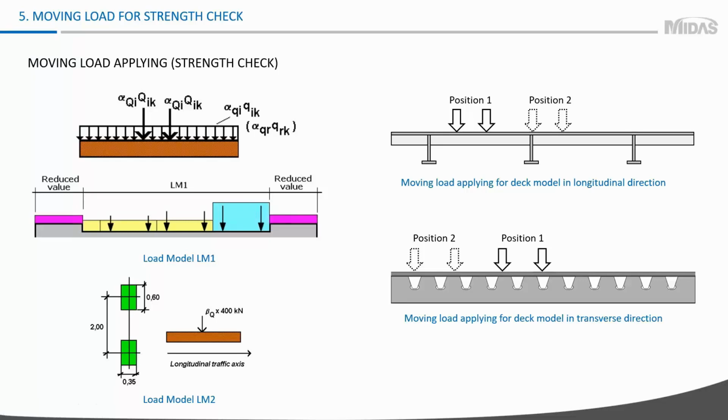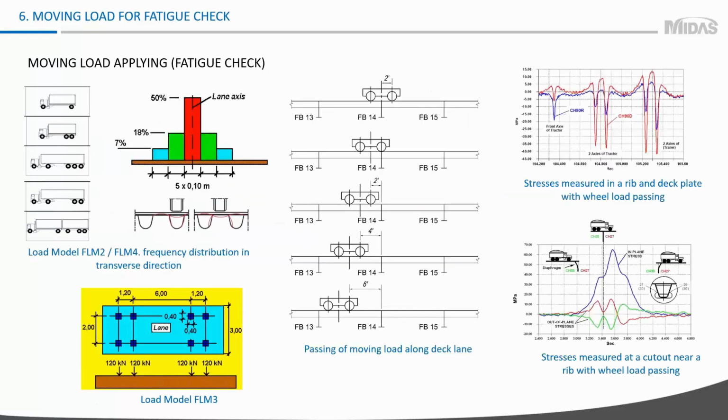In the orthotropic deck model, you consider a moving load position in the panel and at a support in the longitudinal direction, and in the transverse direction you consider the vehicle position in the middle of the crossbeam and at supports. As for the fatigue analysis, Eurocode recommends considering a set of different lorries, and the most used are load model 2, load model 3, and load model 4.